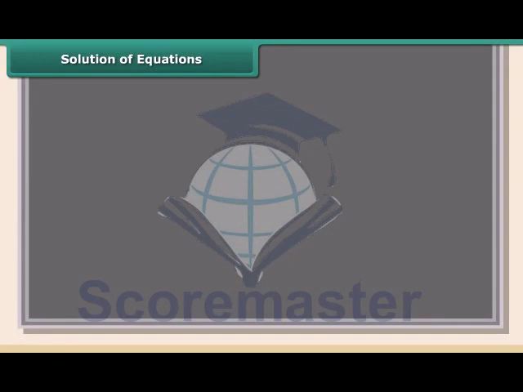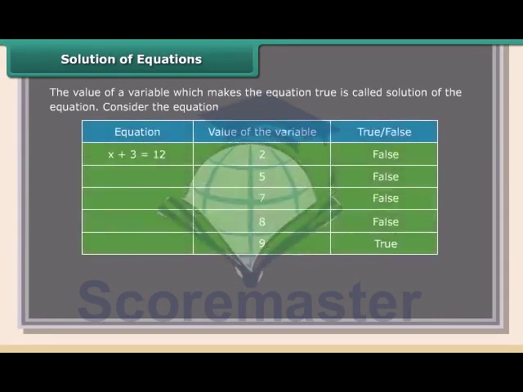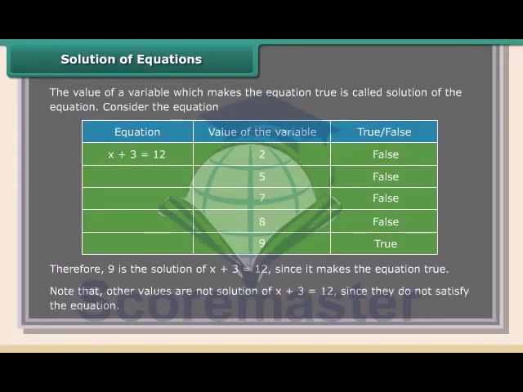Solution of equations. The value of a variable which makes the equation true is called the solution of the equation. Consider the equation x plus 3 is equal to 12. Therefore, 9 is the solution of x plus 3 is equal to 12, since it makes the equation true. Note that other values are not solutions of x plus 3 is equal to 12, since they do not satisfy the equation.